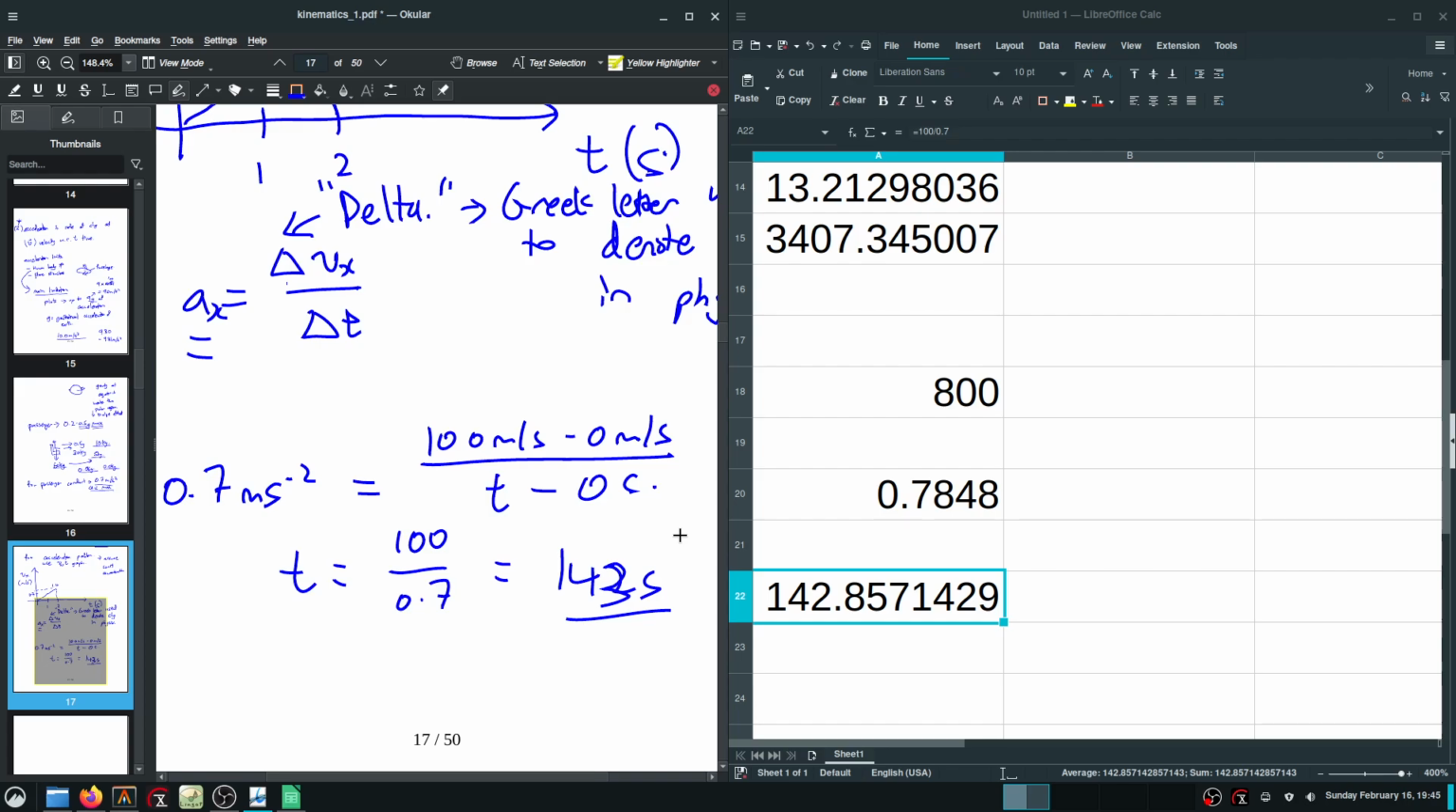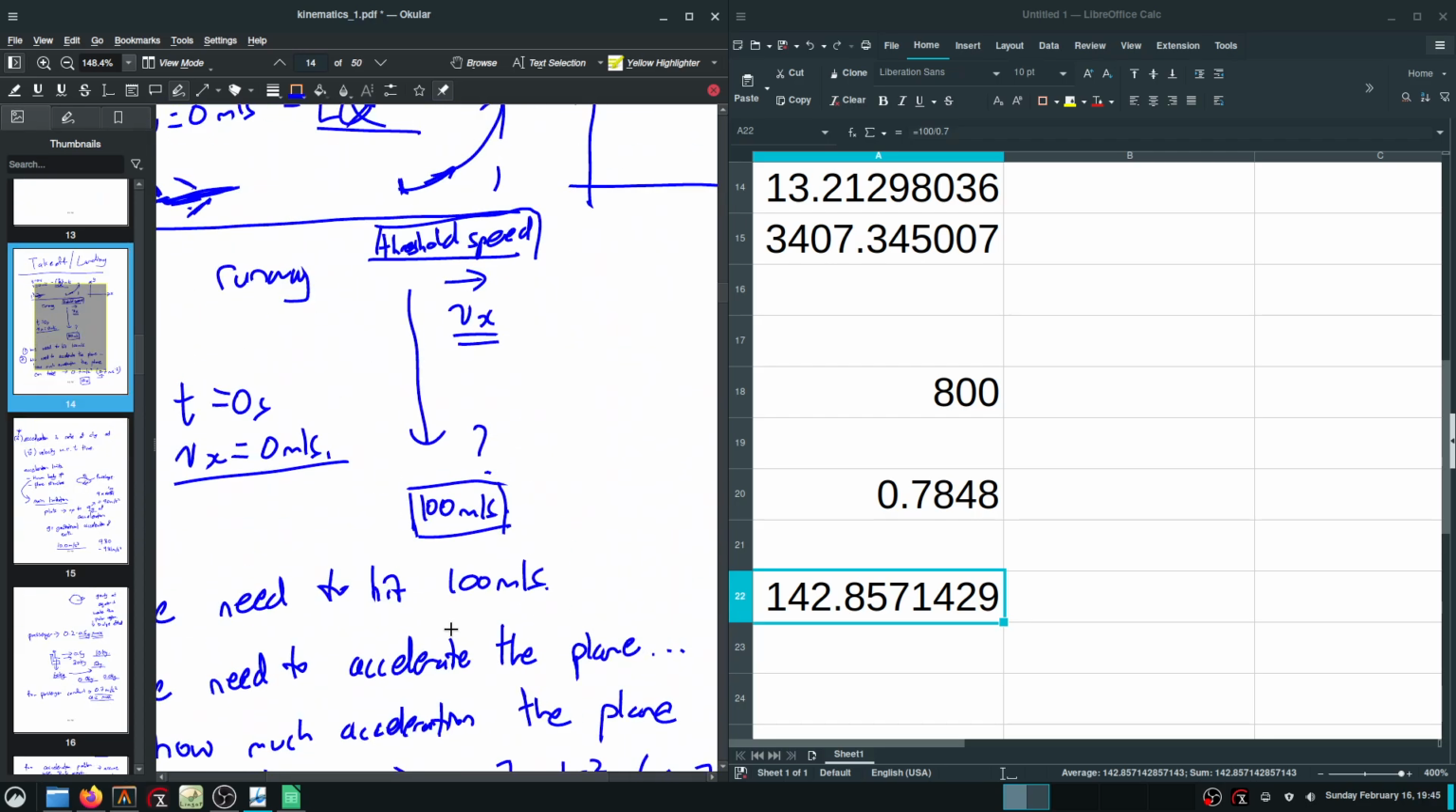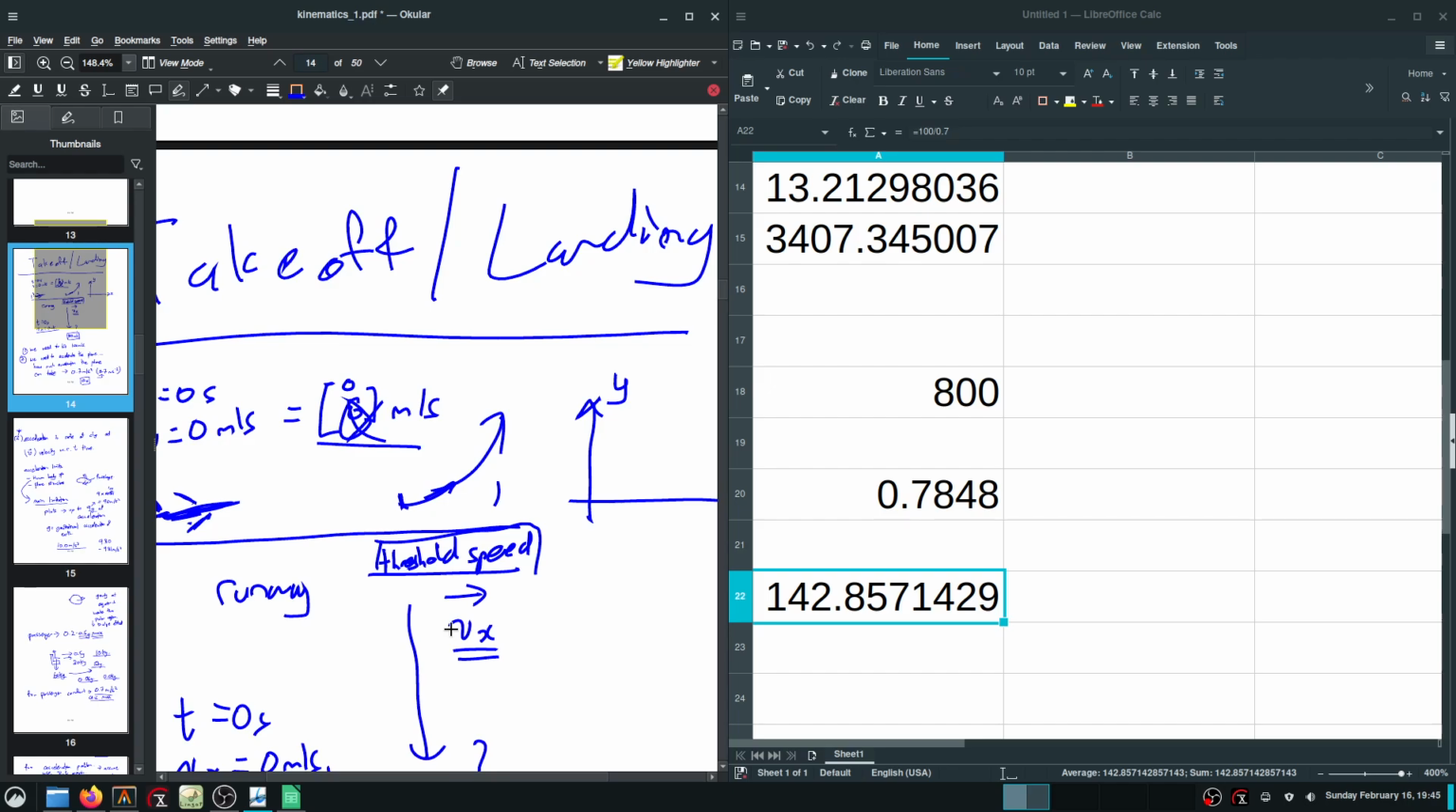Okay, 143 seconds. Of course, I will use more decimal places, but here we are trying to calculate how long the runway needs to be. So the runway can be longer, but it cannot be shorter. So having more time on the runway is sort of a conservative estimate, meaning to say, if the plane manages to take off before the runway ends, that's a good thing. If you end the runway and the plane hasn't taken off yet, then you're in trouble.